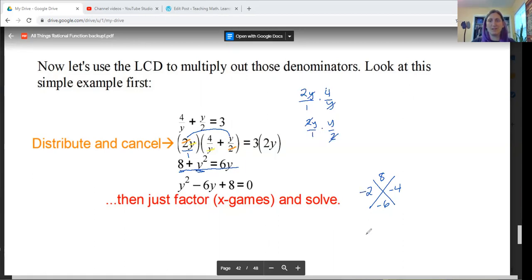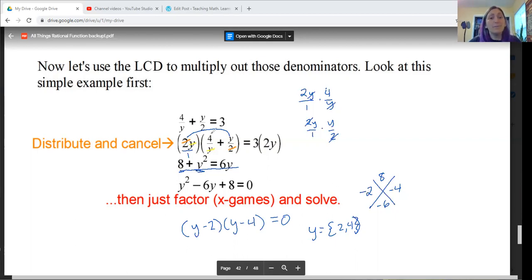They're both gonna be negative. Yeah, because negative 2 times negative 4 is positive 8. All right, and they add to negative 6. So that means that your factors are going to be y minus 2 times y minus 4 equals 0, which means your roots are going to be y is equal to 2 and 4.